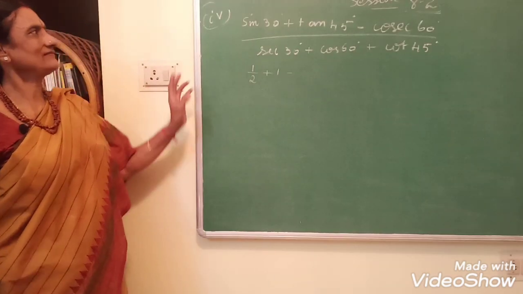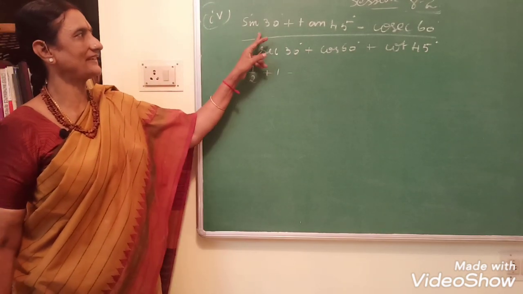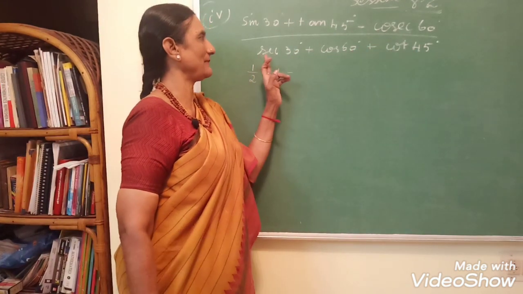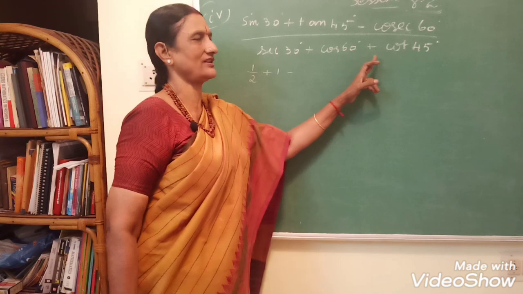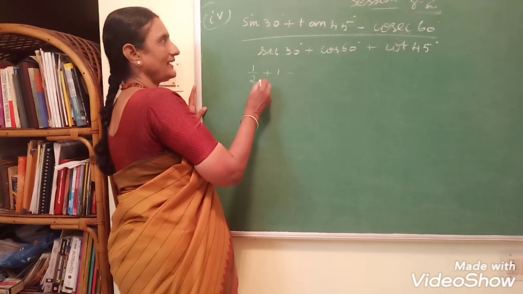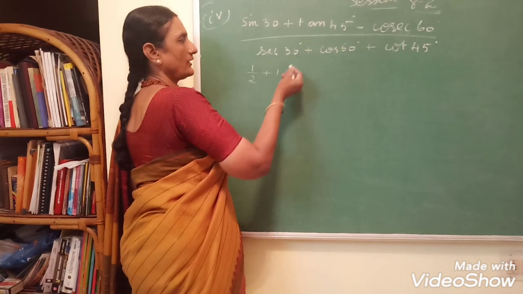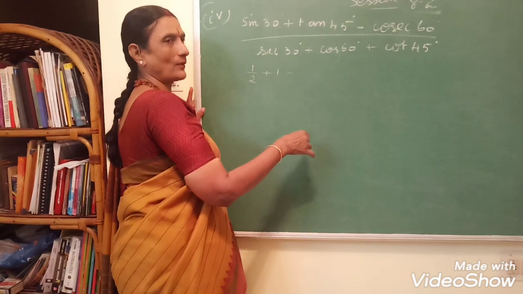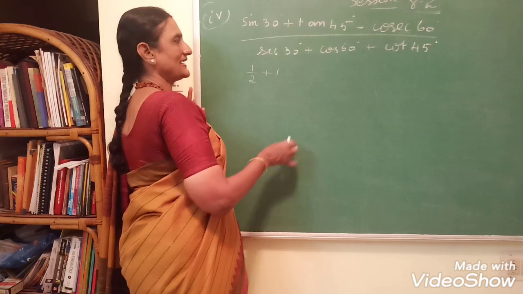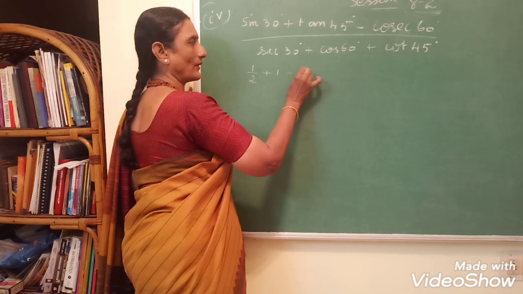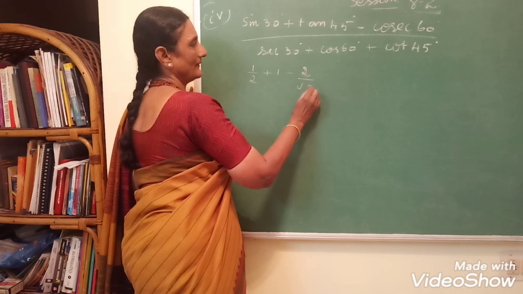Are you ready, children? Take down the fourth subdivision. Sin 30 plus tan 45 minus cos 60 divided by secant 30 plus cos 60 plus cot 45. Right? Now what is the value of sin 30? It is half. Tan 45 is 1. And cosecant 60 is the reciprocal of sin 60. Sin 60 value is root 3 by 2. So the reciprocal will be 2 by root 3.